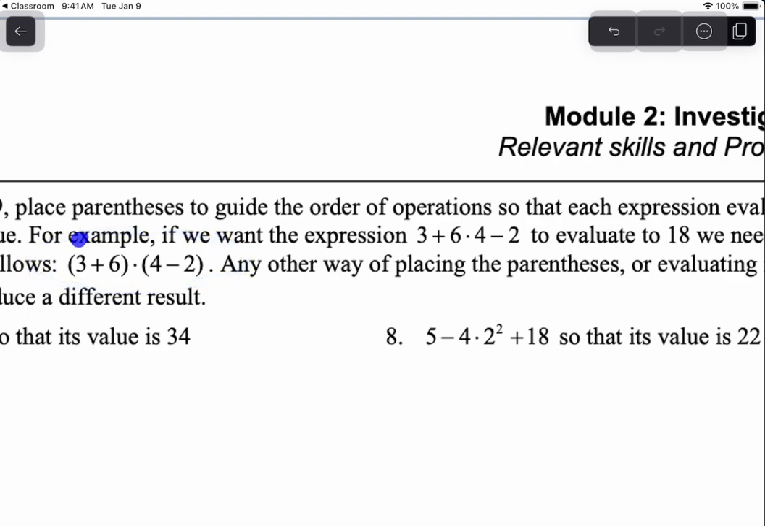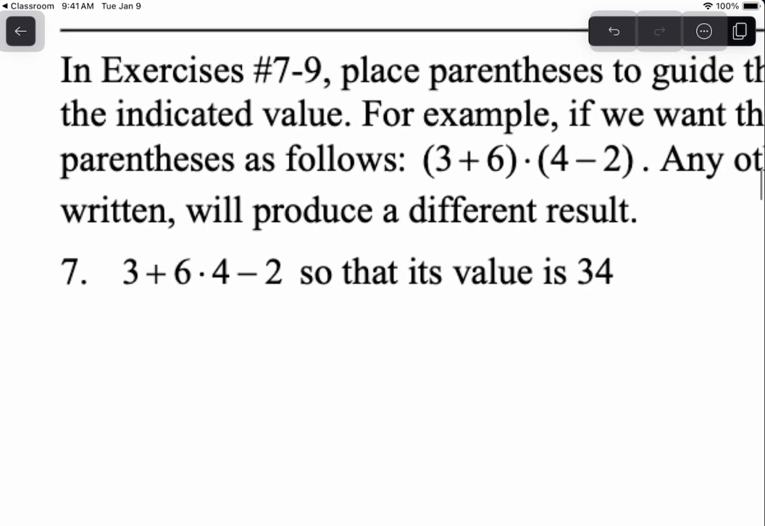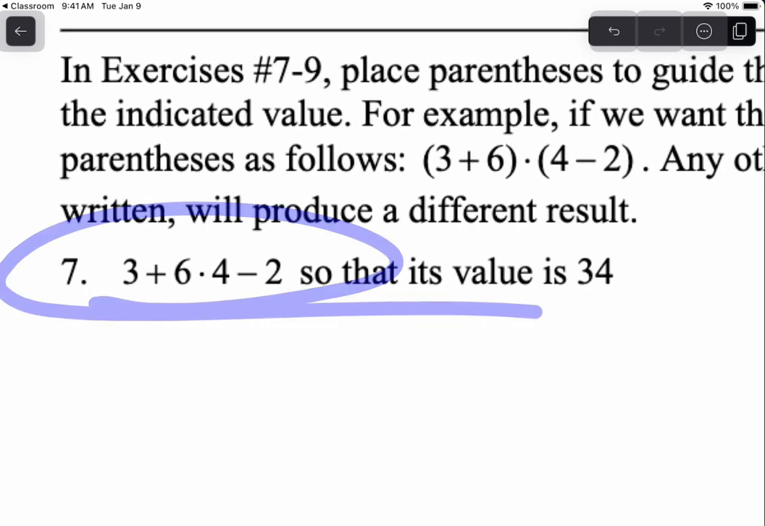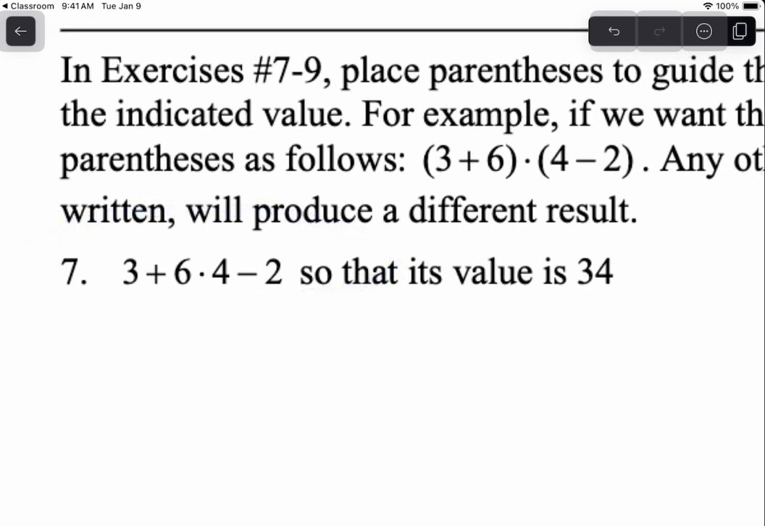They put parentheses around the 3 plus 6, giving us 9. Around the 4 minus 2, giving us 2. 9 times 2 is the 18. Now let's see if we can come up with a way to put parentheses in this to, instead of getting 18, is it possible for us to get 34?